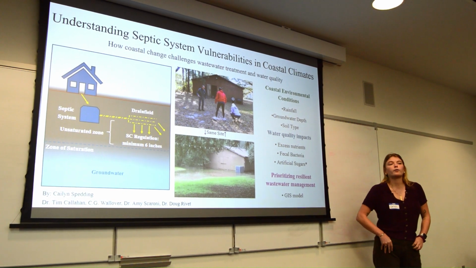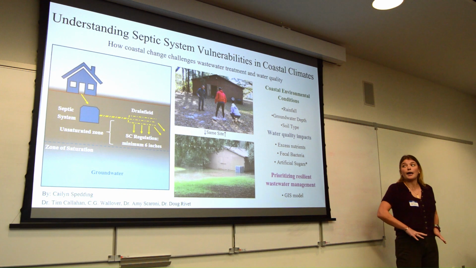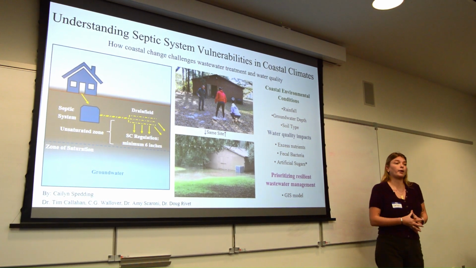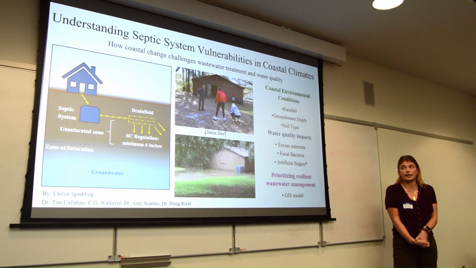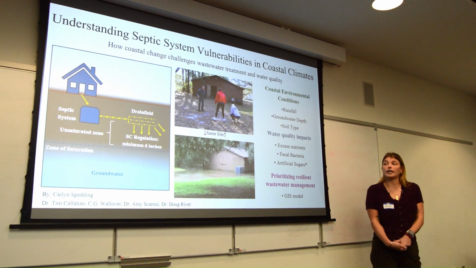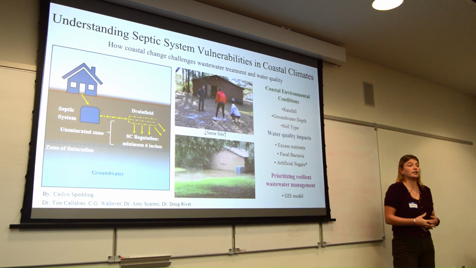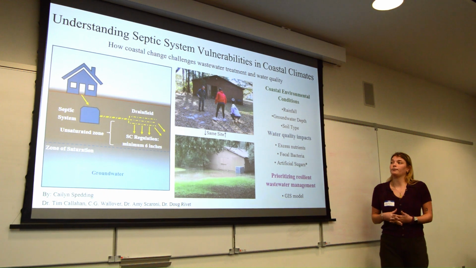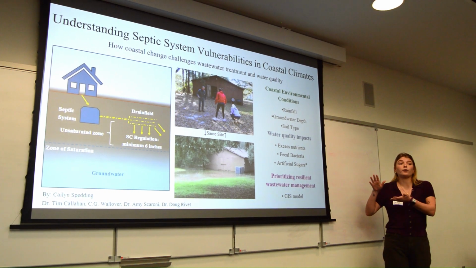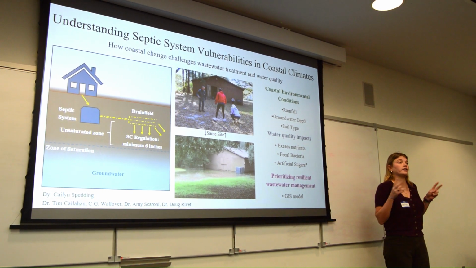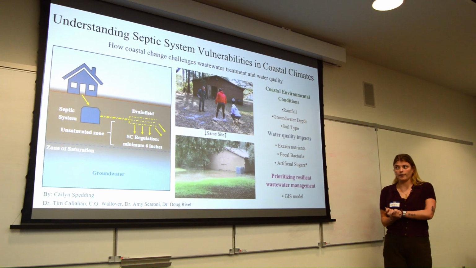But this process only works if that soil is unsaturated, meaning that it's dry and has air pockets that bacteria can use to break down contaminants. In South Carolina, it's mandated that there be at least 6 inches of separation between the bottom of the drain field and the top of the water table. So, 6 inches of a guaranteed unsaturated zone for treatment.